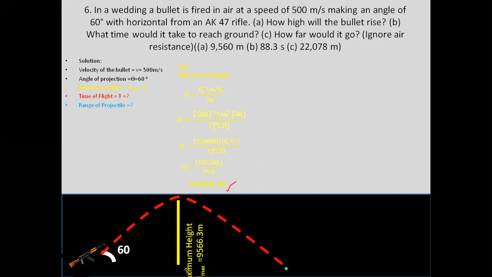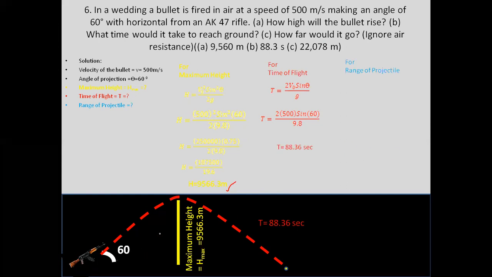Now for the second part, the time of flight. We have already calculated the height, which is 9,566. Now we have to calculate the time of flight. The time of flight has a formula: t is equal to 2 v naught sine theta divided by g. Putting in the values, we get t is equal to 2 into 500 into sine 60 divided by 9.8. When we put in the values, the time will be equal to 88.36 seconds, and that is the time required by the projectile to reach from point A to point B.